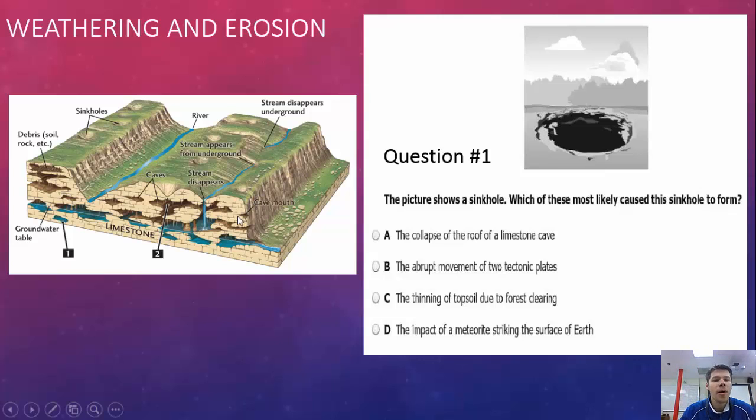And sinkholes form from rock underneath them, the ground underneath them, dissolving and disappearing. And that's caused by water reacting with the very basic rock limestone. So the little bit of acidity in the water dissolves the limestone and you end up with underground caves and caverns. So our best answer here is A, the collapse of the roof of a limestone cave.